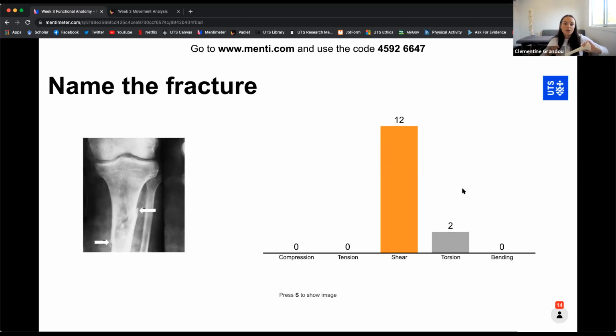Now, the way that I know that this is torsion is because you see that diagonal fracture through the bone? Whenever you see a fracture that's on the diagonal, it's normally through some sort of twisting or torsion issue. So this is a classic torsion fracture. I know it by looking at that diagonal crack through the bone there.